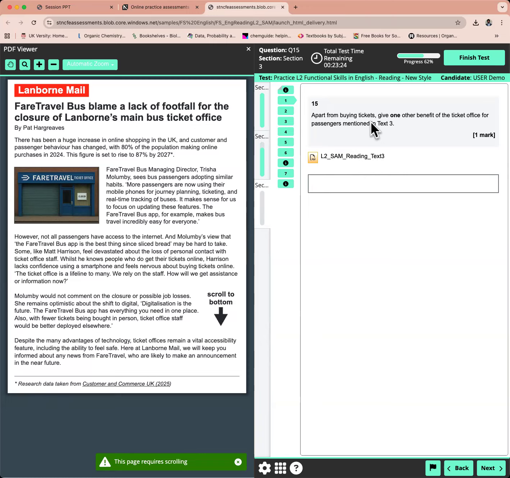So it says, apart from buying tickets, give one other benefit of the ticket office for passengers mentioned in the text. Now, we need to find out what is being written by reading through this. Why was the ticket office frequented by people? What was the other benefit to the travelers or people who were visiting the office? So there was a huge increase in online, blah blah blah, and more passengers using my phone. Okay, and however, all persons do not. So I'm going to read this very quickly.